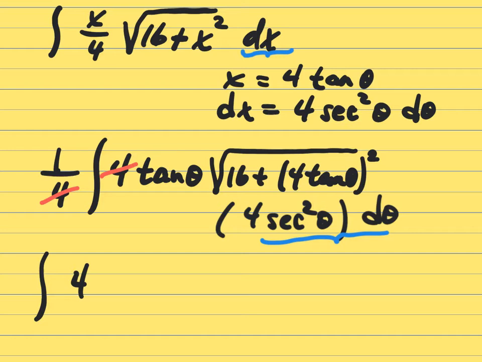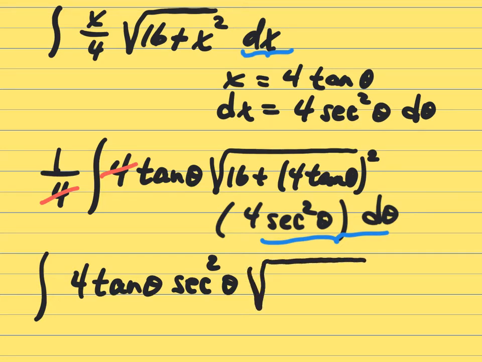There's still a tangent in the front. I'm going to put those together. Okay, so 4 from the blue part, tangent theta, secant squared theta. The order really doesn't matter. You just can't forget anything. You got to make sure you keep it all. Under the radical, 4 tangent theta quantity squared is 16 tangent squared theta.